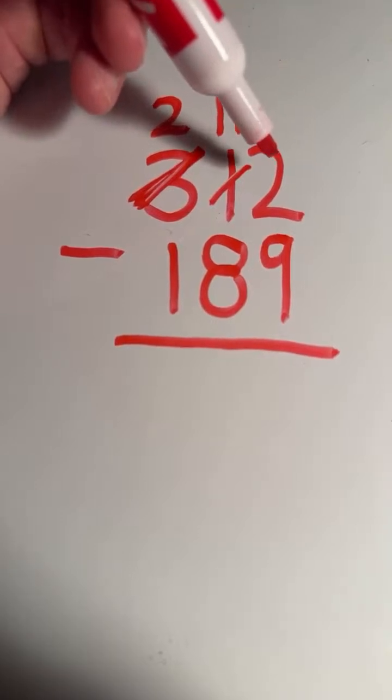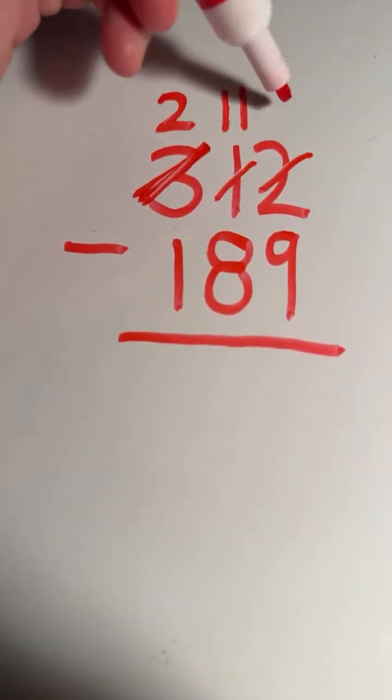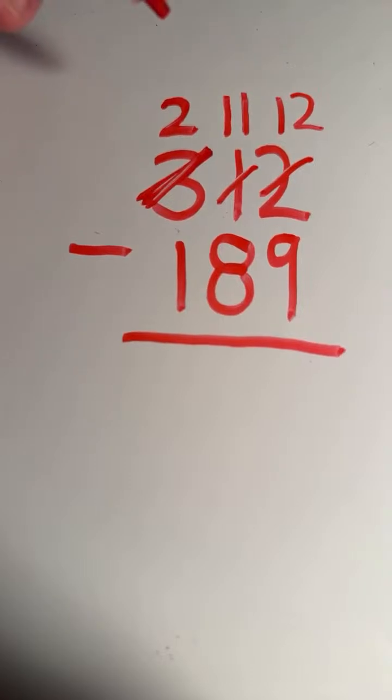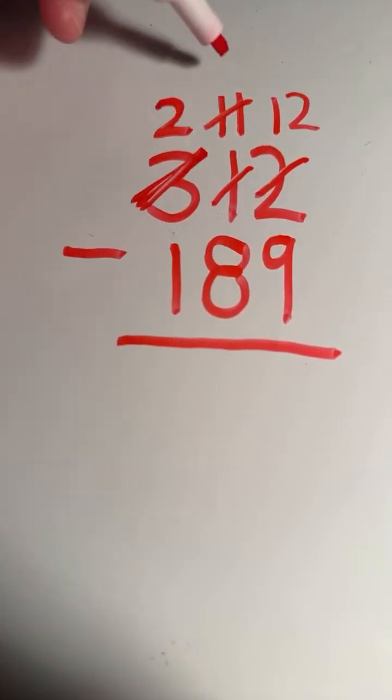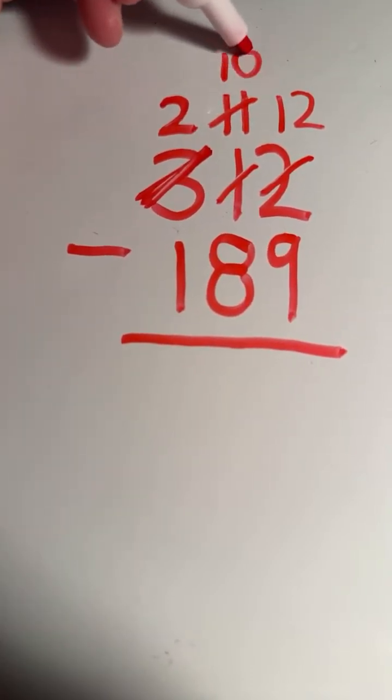Now to regroup in the ones place, we have to add a 10, so the 2 becomes a 12. And then we have to go back and take away 1, and that 11 is also going to become a 10.